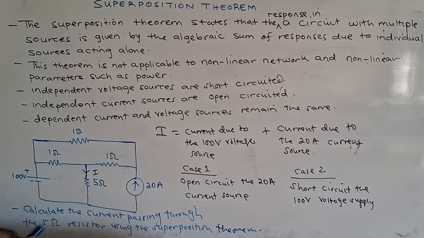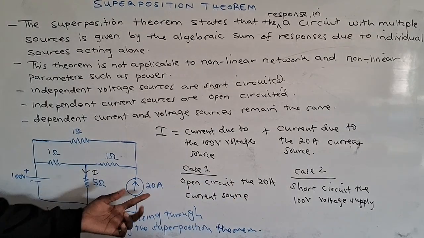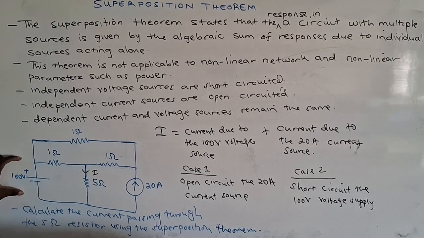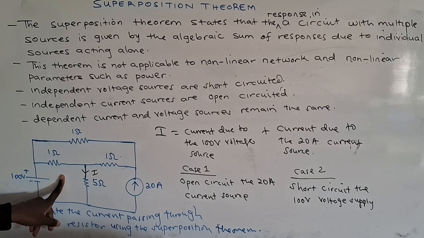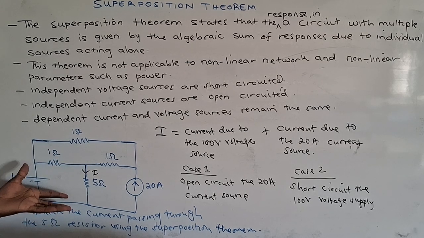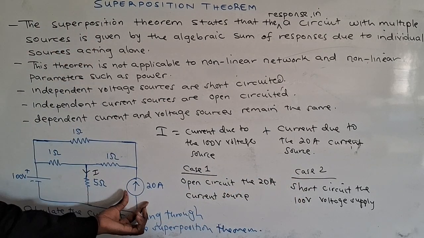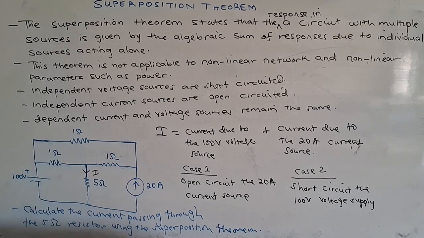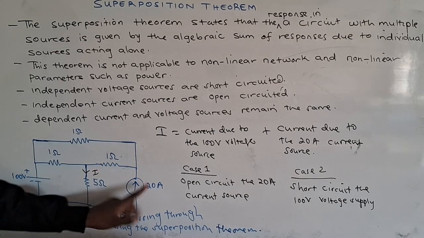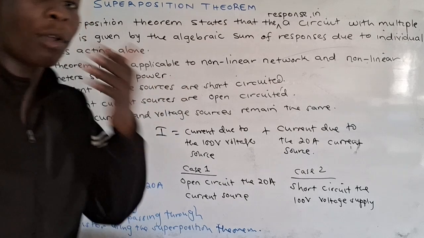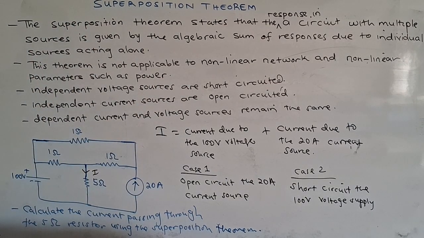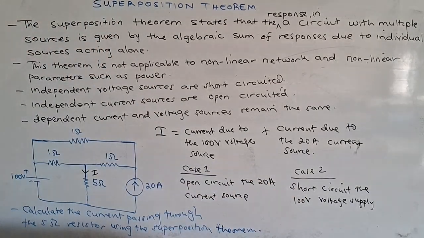So after open circuiting the 20 amp current source, it means you have this. How are you going to calculate this current now? It means you have to employ mesh analysis, right? Here, if you short circuit this, and you have this, what are you supposed to do? You have the current source, right? If you have the current source, it means you can employ node analysis.